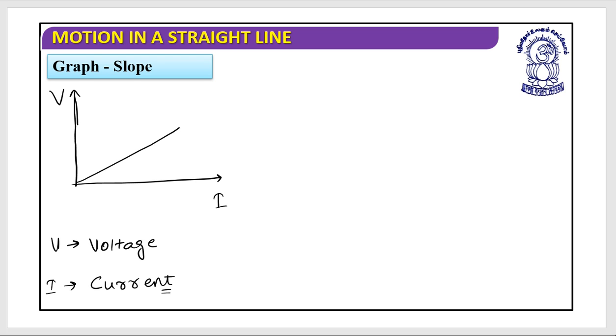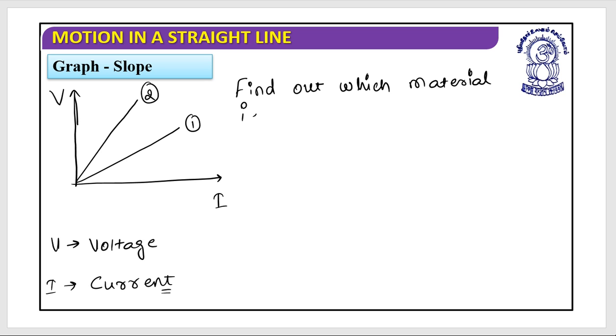We have been given two different lines for two different materials. This is material number 1, this is material number 2. I have been asked to find out which material has a higher resistance.